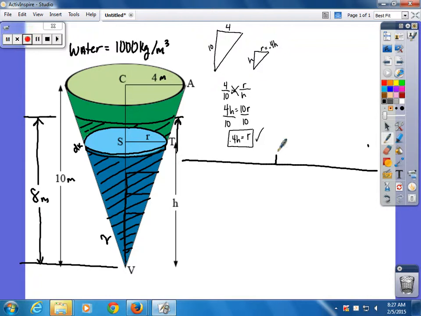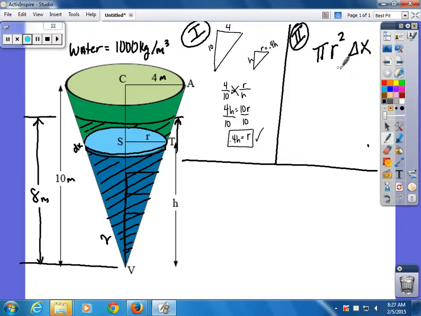Let's call this step 1. Okay, step 1 is finding the related rate. Step 2, area of the plunger, or area of the disc, whatever. And that's going to be pi r squared dx, or delta x, or dx.